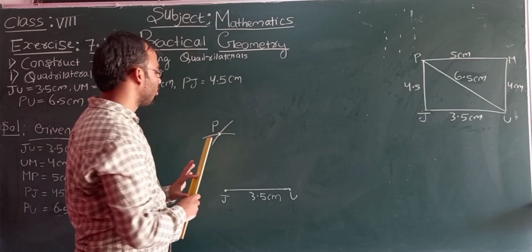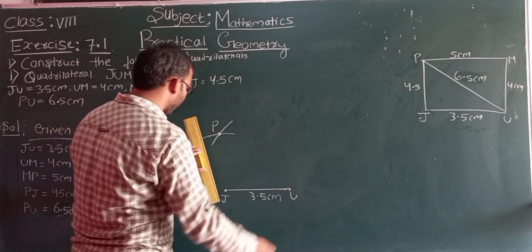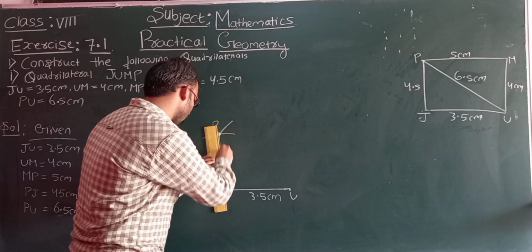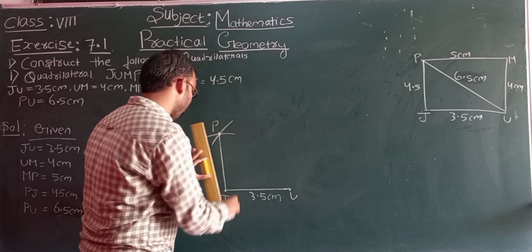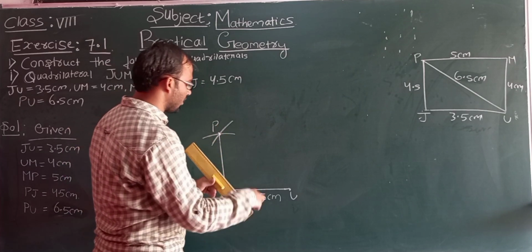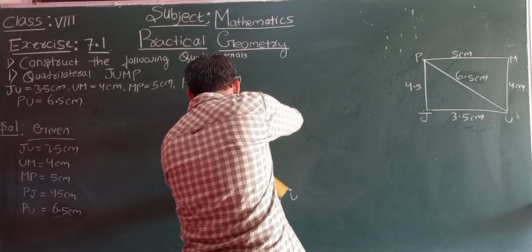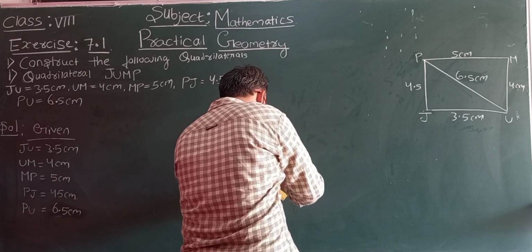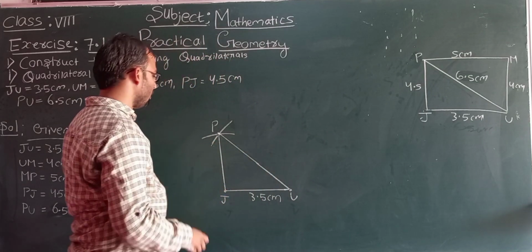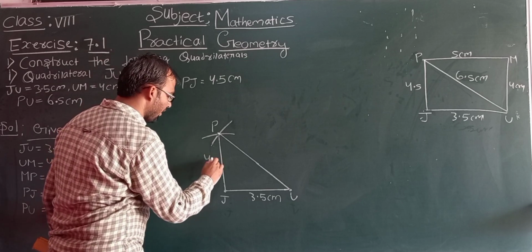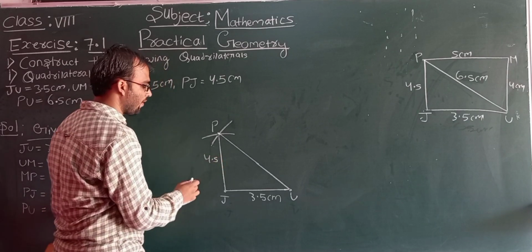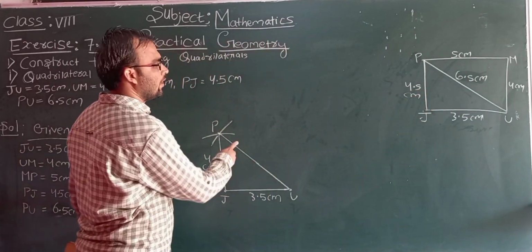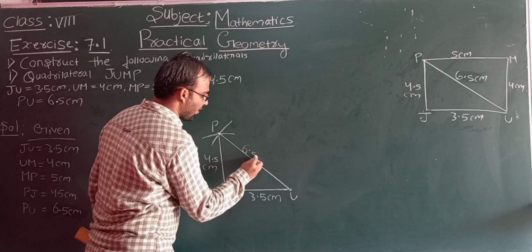Now students, join PJ and PU. So keep the scale like this. Join PJ. Okay, next PU. Okay, so this line, how much? 4.5 centimeter. So this is the 4.5 centimeter side. So here write centimeter, and this is 6.5 centimeter.